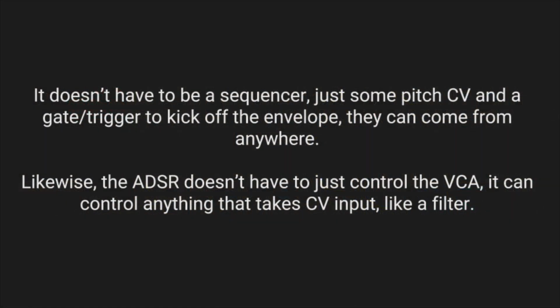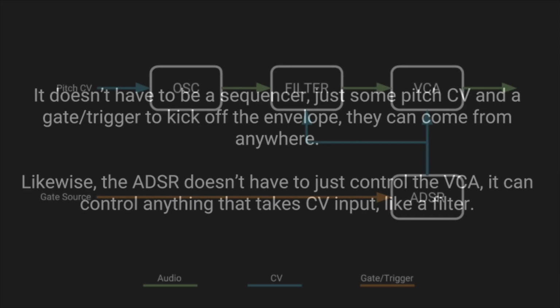So like I said, this doesn't have to come from a sequencer. Really, it just requires some pitch CV and a gate to kick off that envelope. It can come from anywhere, and that's part of the fun of modular synthesizers. Similarly, the ADSR doesn't have to just control the VCA. It can control anything that takes CV input, like a filter. So let's take a look at that.